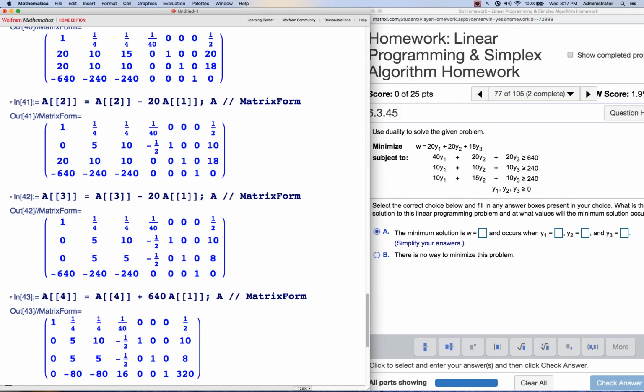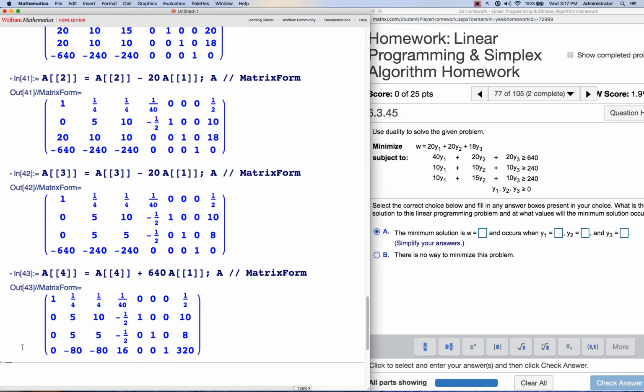So that looks good. Okay. So now we can pivot either in the second column or third column. It doesn't really make a difference.